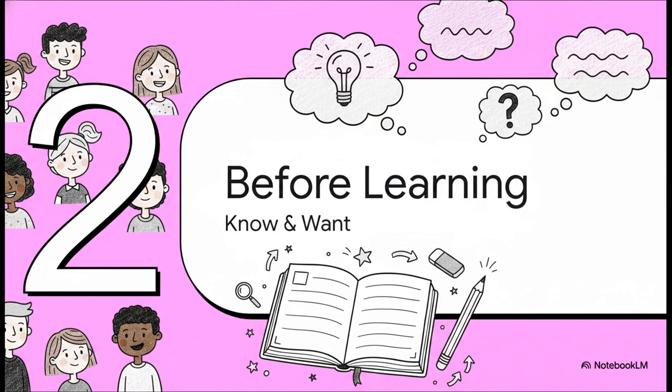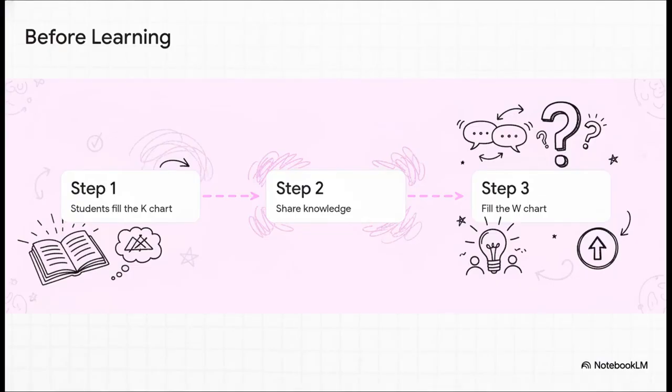Moving on to Section 2, let's talk about the before learning phase, activating what students know and what they want to know. The real beauty of this framework is just how flexible it is. These opening steps, you can do them individually, in pairs, or in small groups, whatever works for your room. So, step 1, you have them fill out the K section of their chart with anything, literally anything they already know about the day's topic. Then, step 2, they share that knowledge, maybe with a partner or out loud with the whole class.